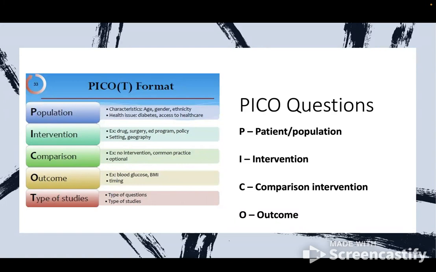When identifying your PICO question, it's going to be in this format. So you're going to look at the population, that would be your P, the patient or the population, your intervention, comparison, outcome, and then the types of studies. As you start to do research, or whenever you take the research course, you will create a PICO question. And that's just identifying all of these parts of the research that you want to do, and you're identifying what kind of problem you have.